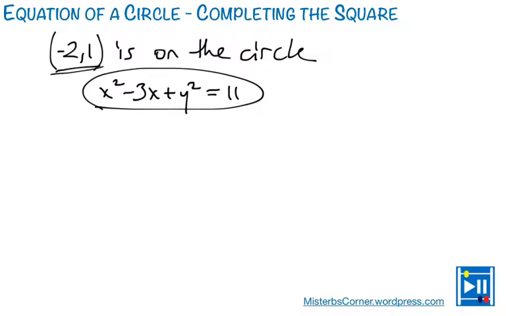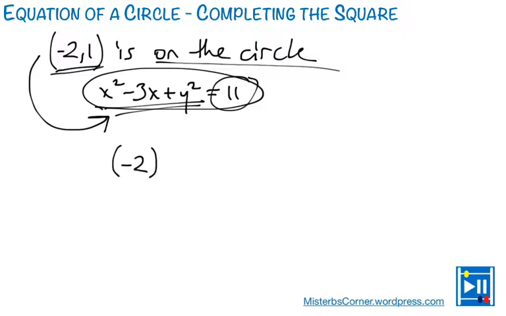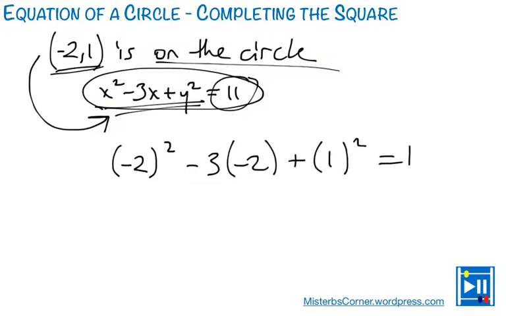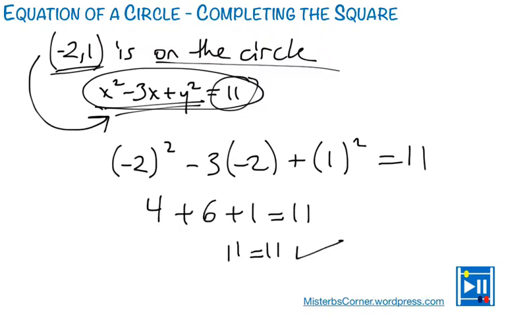If this point given is on the circle, if it lies on the circle, this means when you substitute the coordinates here to x and y respectively, you will get 11 on the left hand side. Let's see, that's going to be (-2)² - 3 times (-2) + 1², right? And that's going to be 4 + 6 + 1. So 11 equals 11. This is what we expect to find, all right?